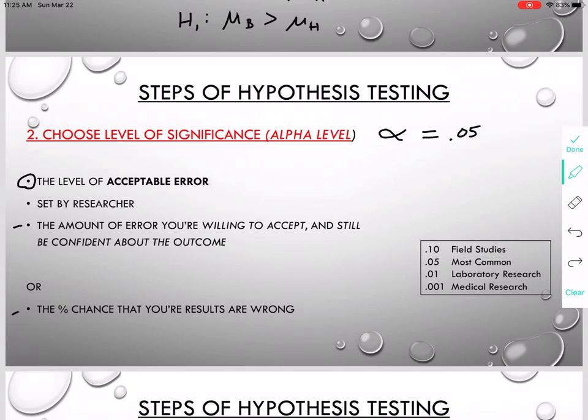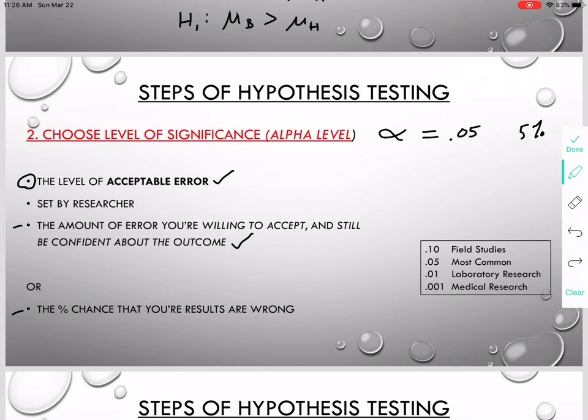Maybe you like to see it in this way or this way, different ways to define it. The amount of error you're willing to accept and still be confident about the outcome. Or some people prefer to think of it as the percent chance that your results are wrong. I tend to like to think of it as level of acceptable error, and an extension of that would be the amount of error we're willing to accept and still be confident about the outcome. As I said, I've chosen 0.05. If I were to make that a percentage, 0.05 is 5%.